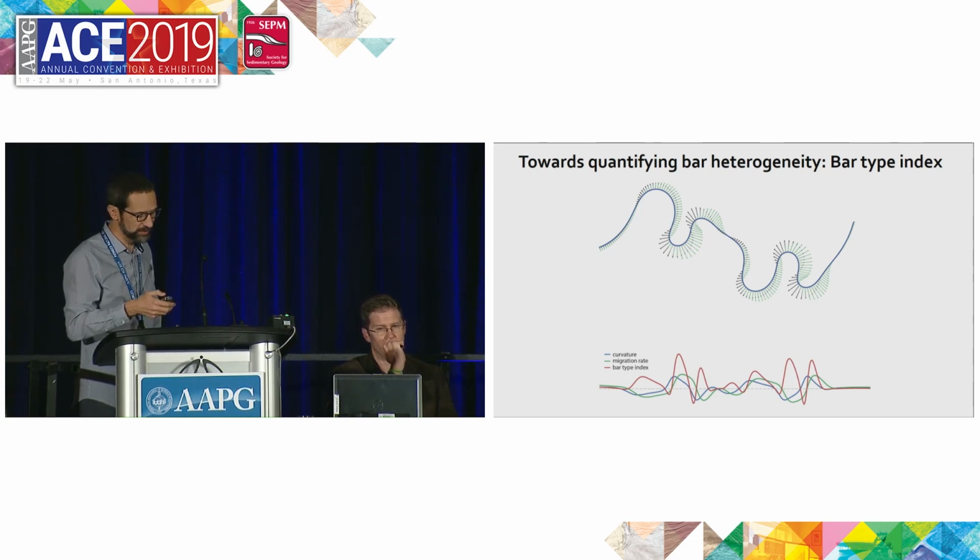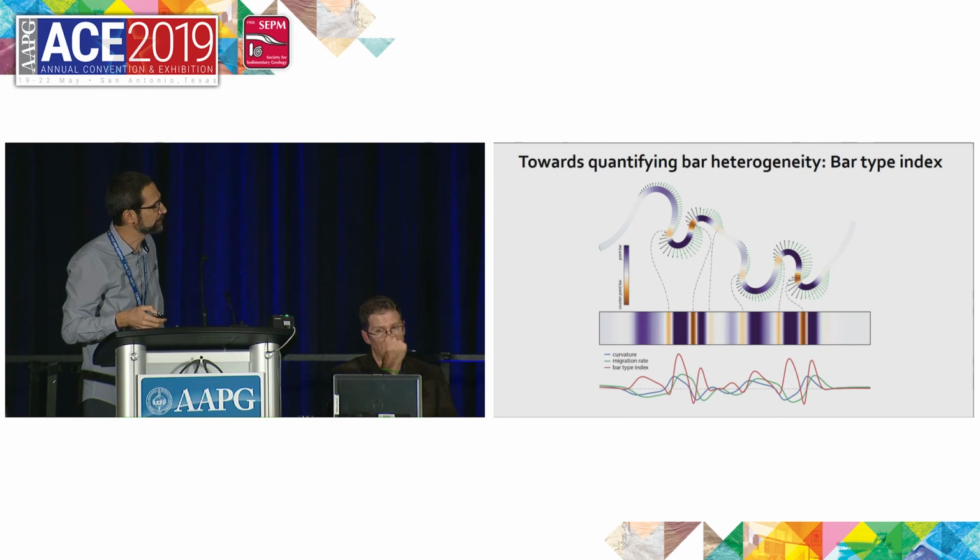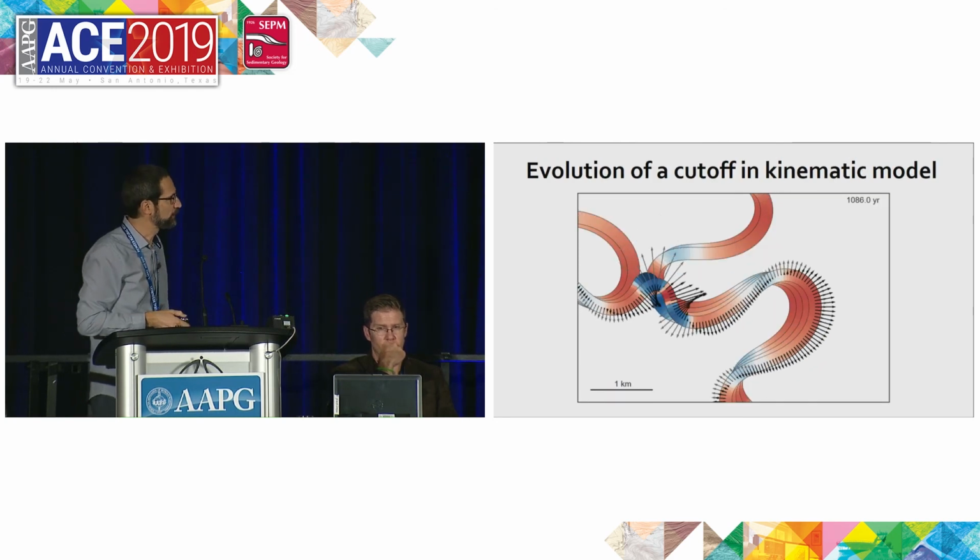We call that the bar type index, and the idea is that whenever this index goes negative, like here, here, and here, and here, those are the locations where you expect translation and counterpoint bar formation. So to illustrate that a little bit better, the brown spots are going to be the preferential locations for counterpoint bar development. So let's look at it.